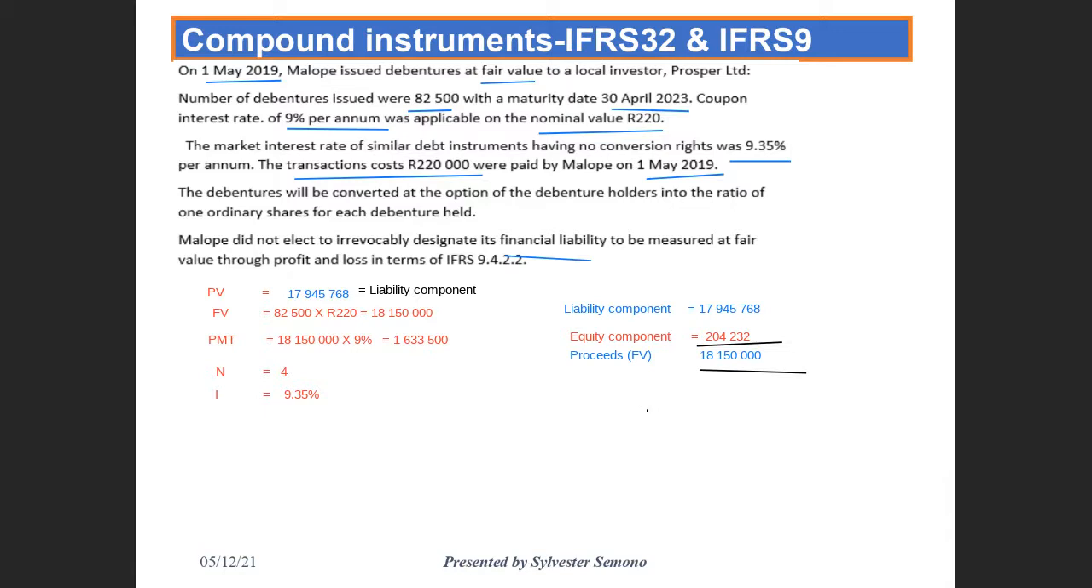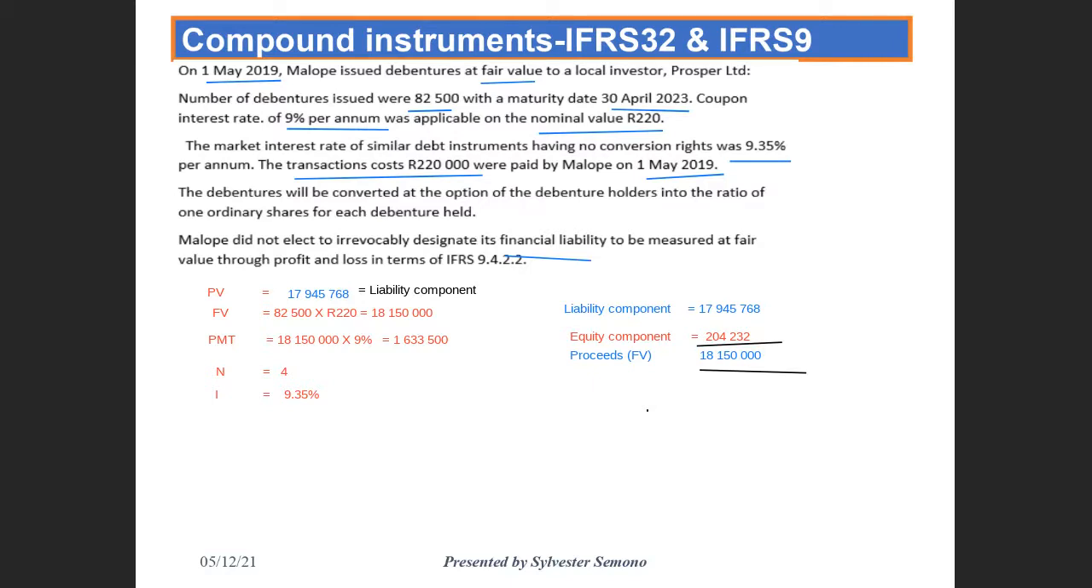As you can see, we've got transaction costs here. So we cannot expense them. We cannot take them to the profit and loss. What we need to do is make sure that we go and affect our liability component and equity component respectively. Remember, in the books of Prosper Ltd, this liability component will become a financial asset for that particular person, for Prosper Ltd. So in their case, the allocation will be a little bit different.